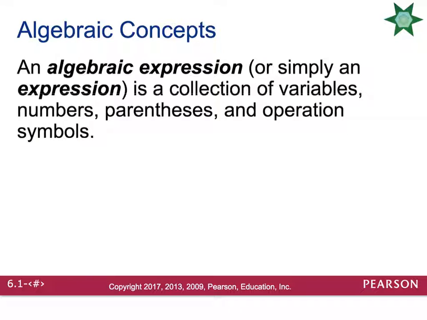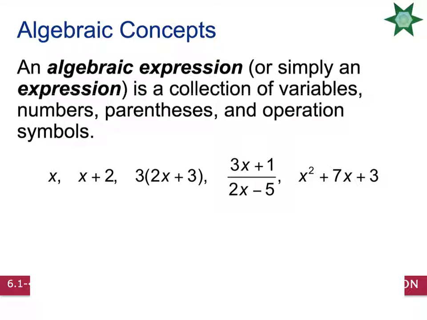An algebraic expression is a collection of variables, numbers, parentheses, and operation symbols. All of these down here are examples of expressions. Notice there are plus signs, minus signs, exponents, division, parentheses. But notice there's no equal sign. Expressions are not equations. Expressions are just groups of terms.